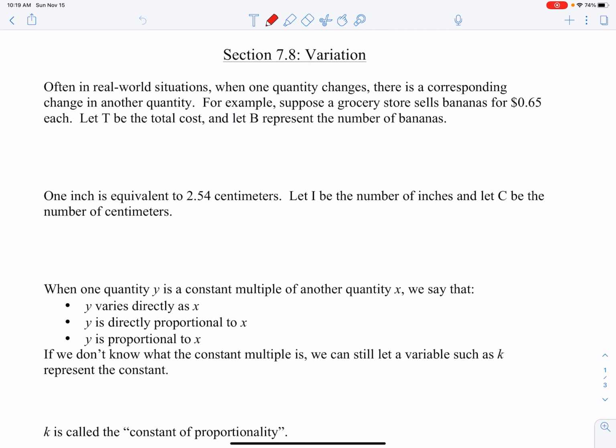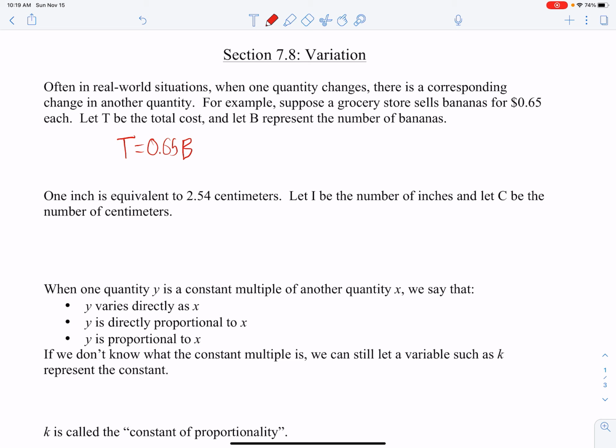increase. That's going to be what we call direct proportion or direct variation, where one thing increasing causes another thing to increase. So for example, suppose a grocery store sells bananas for 65 cents each, and T is going to be the cost and B is the number of bananas. Well, the cost would be 65 cents times the number of bananas. So you'll notice we have one variable equals a number times another variable.